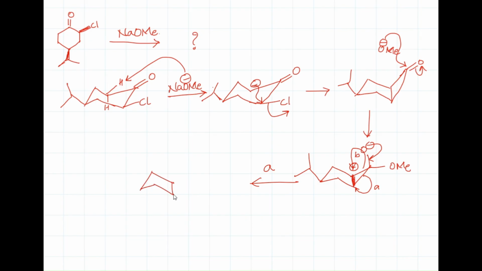A cyclopentane ring has been formed, and in this carbon which is above the plane, C double bond O, OMe is there, and this carbon will carry negative charge. The isopropyl group will be present like this.